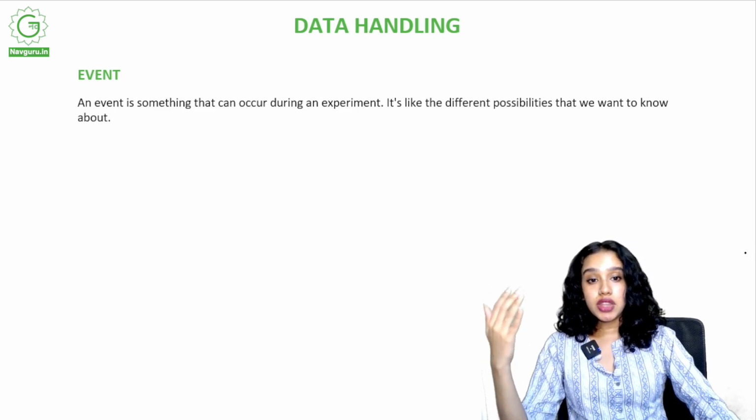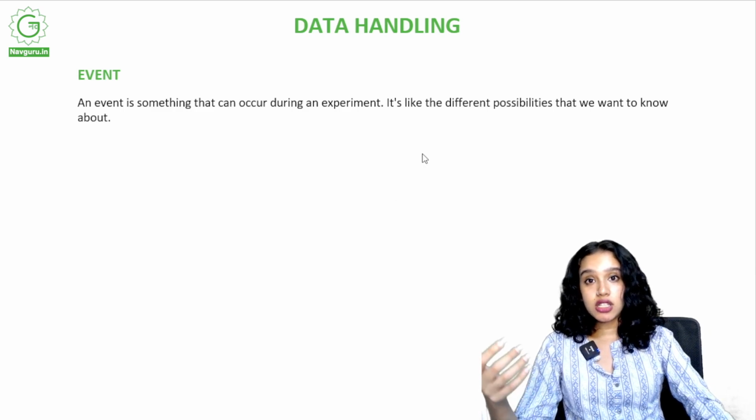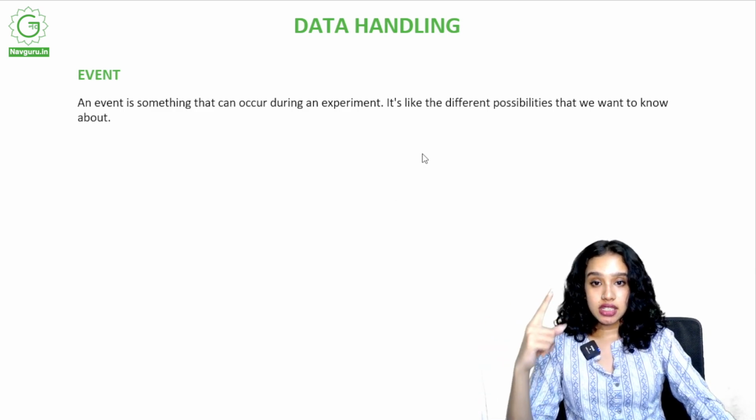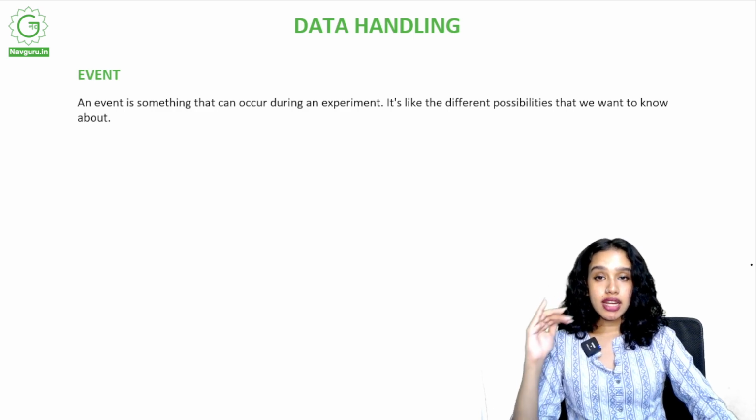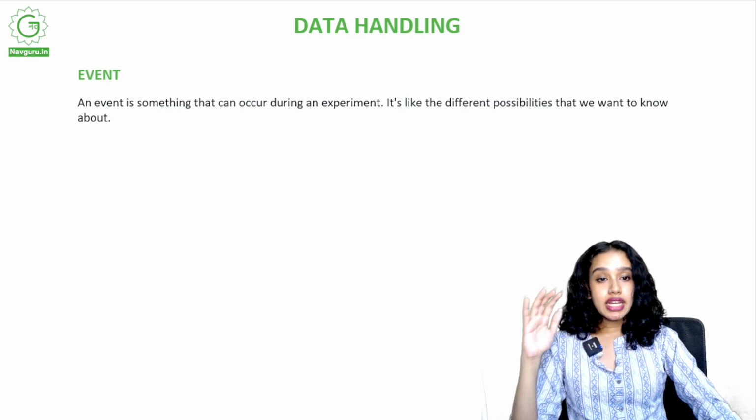So an event is something that can occur during an experiment. If we are tossing a coin, we have 2 events, either it's heads or it's tails.